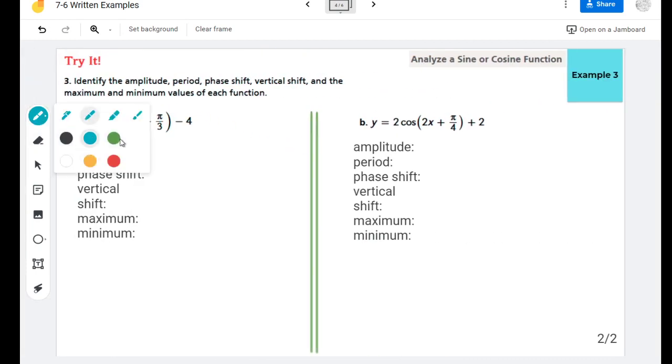So starting with our amplitude, this one's pretty easy. It's 1/2 because it's the number in front of the sine. Our period is 2 pi divided by the number in front of x. So since x just has a 1 in front of it, our period is 2 pi. Our phase shift is our horizontal translation. So this is going to the right because it says minus, and then pi over 3 units. And our vertical shift is addition or subtraction outside of our grouping symbol. So this is shifting down by 4.